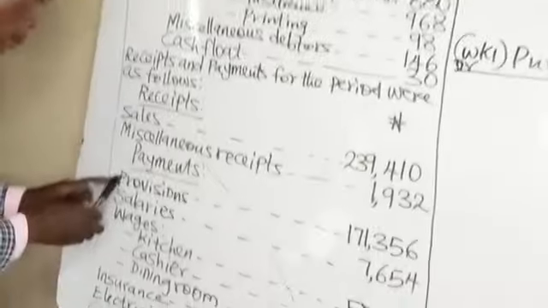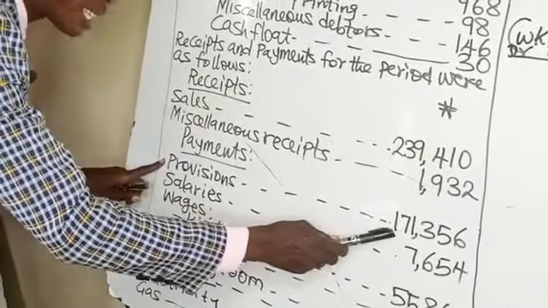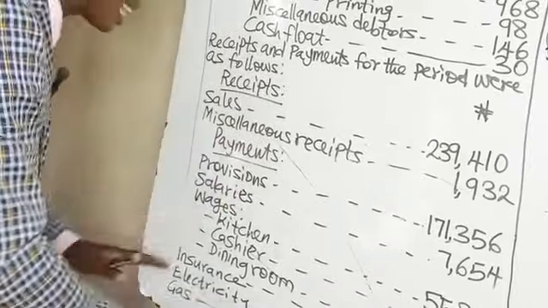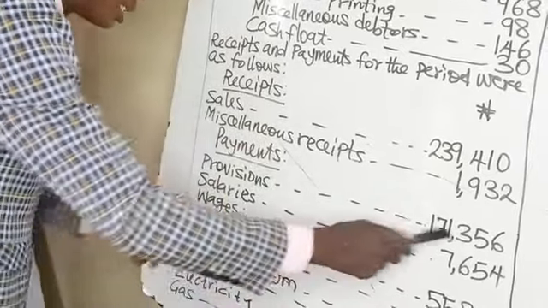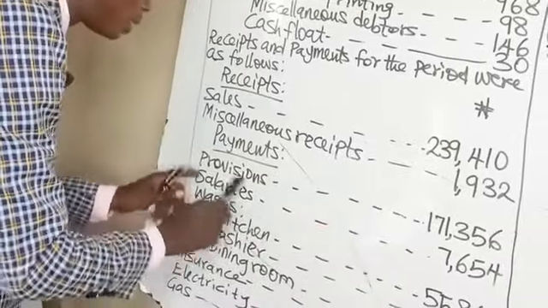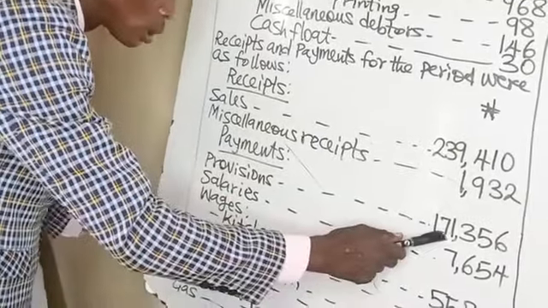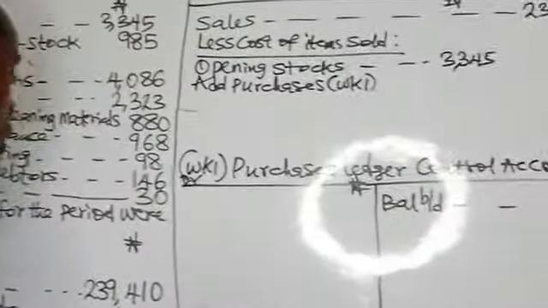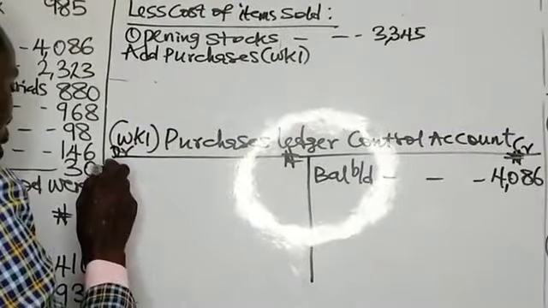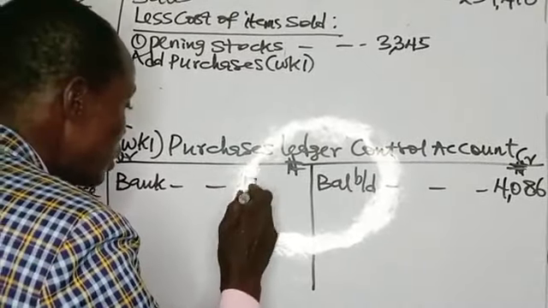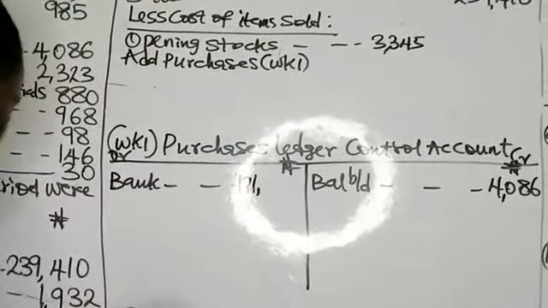You have provisions, 171,356. This is under payment. If this account were presented in T format, the payment would have been recorded at the credit side of the receipts and payments. So 171,356, being a credit item in the receipt and payment, you are going to put it at the debit side. Let me put back 171,356.